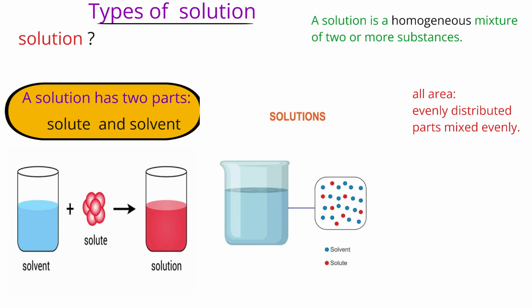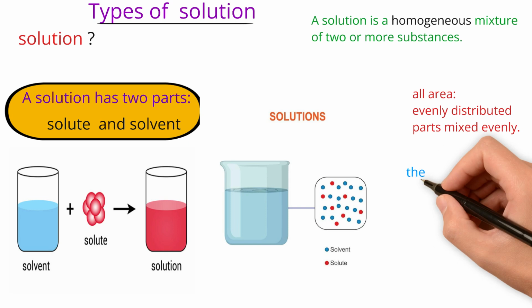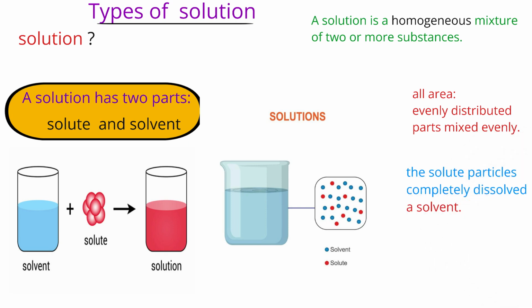Now, let us zoom in on the solution. When we zoom in on the solution, the particles are not visible to our naked eye. The red particle here is the solute, the blue particle is the solvent, and the red particles of the solute are distributed throughout the blue particles of the solvent. And there is attraction between the red particles and the blue particles of the solvent. The solute particles are completely dissolved in the solvent.